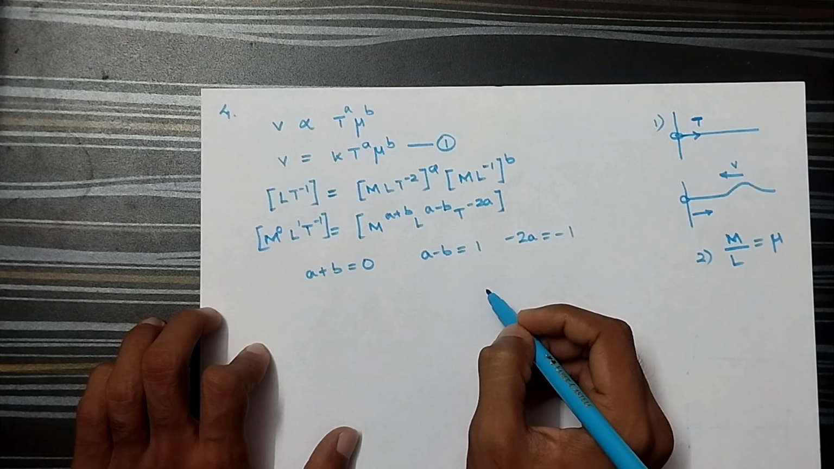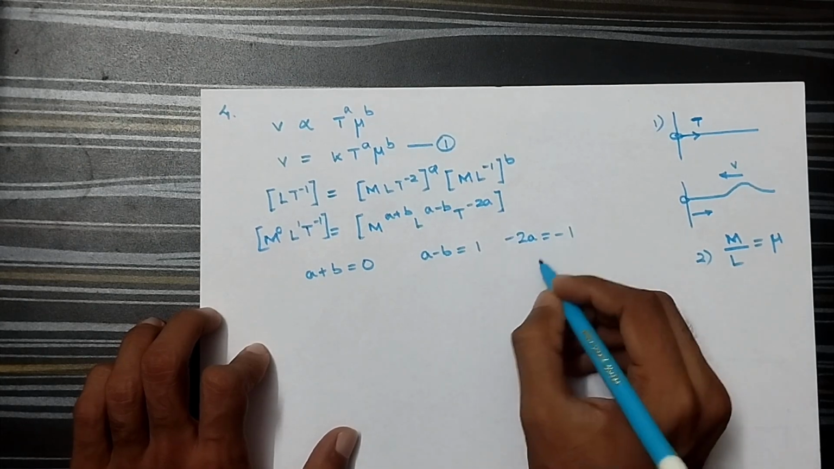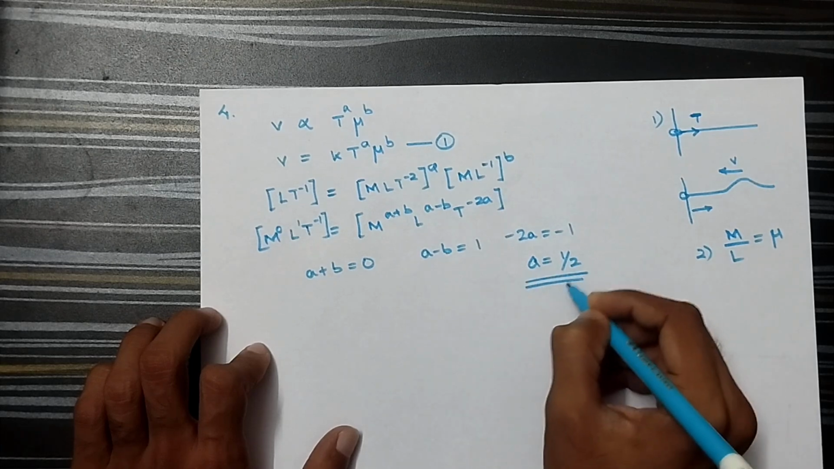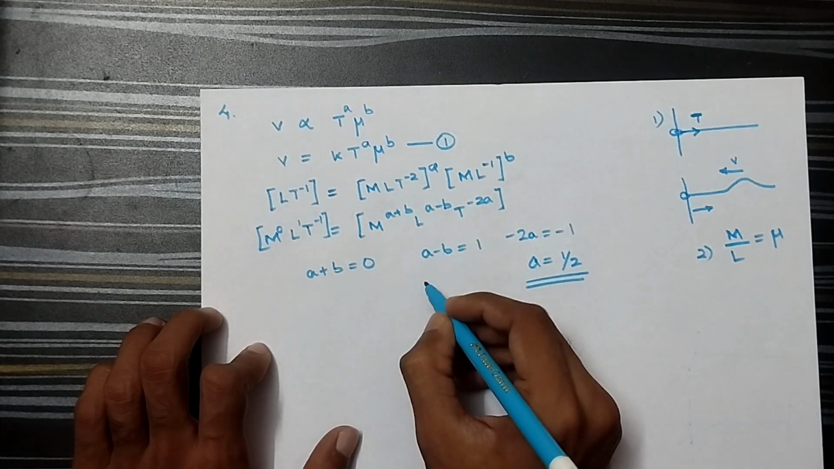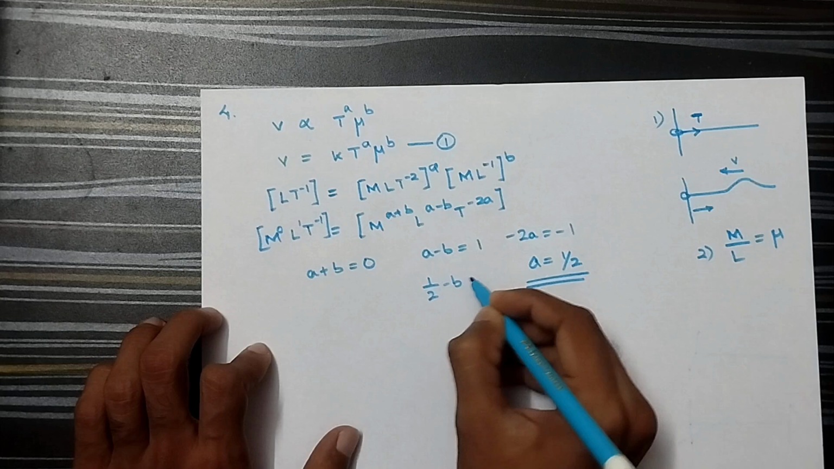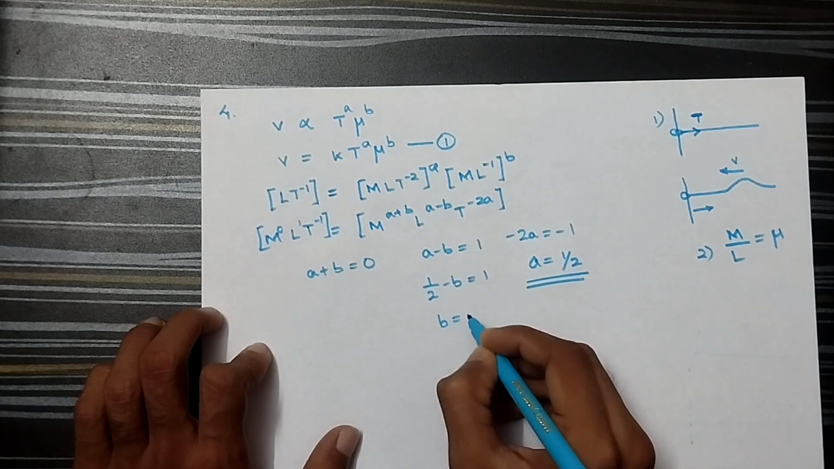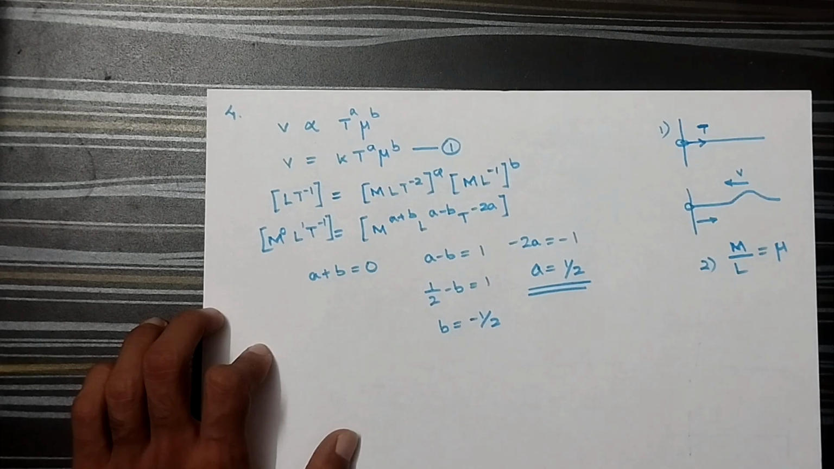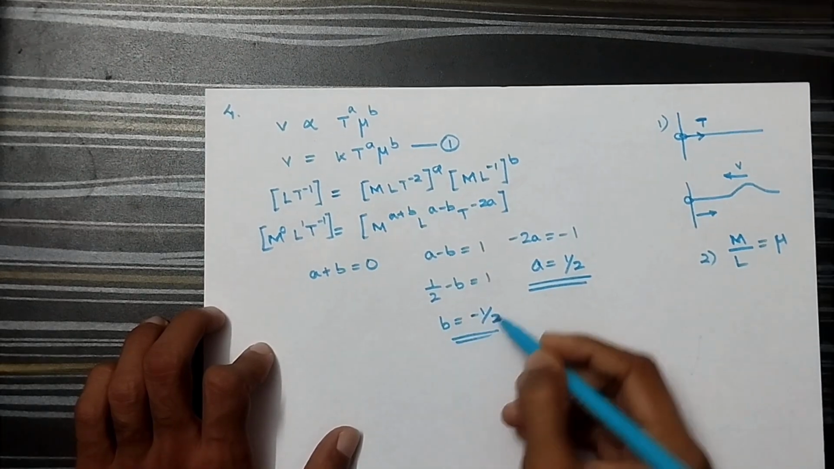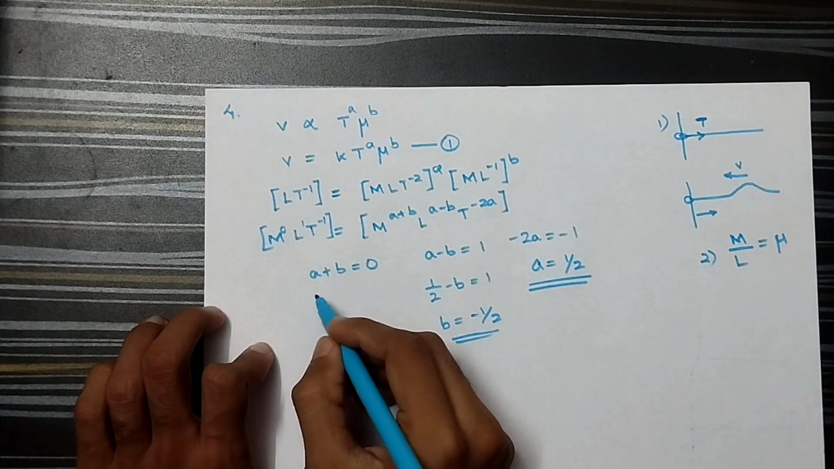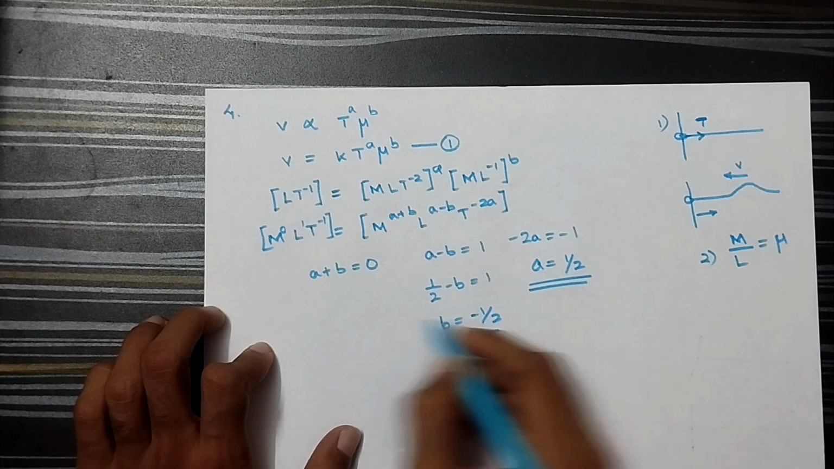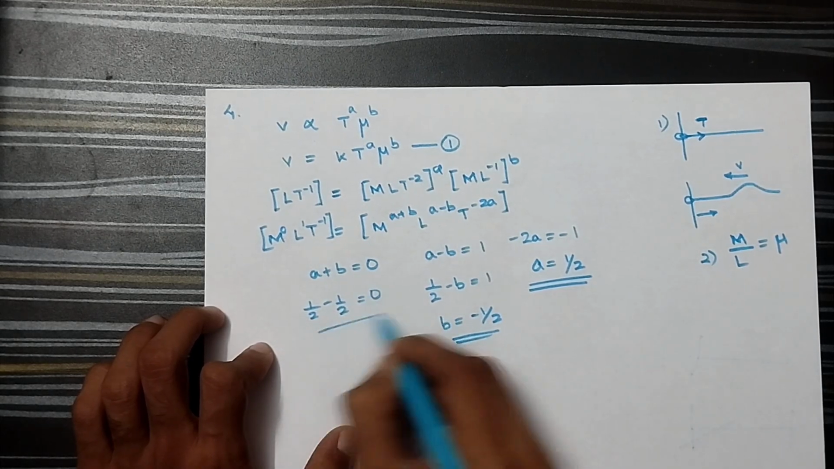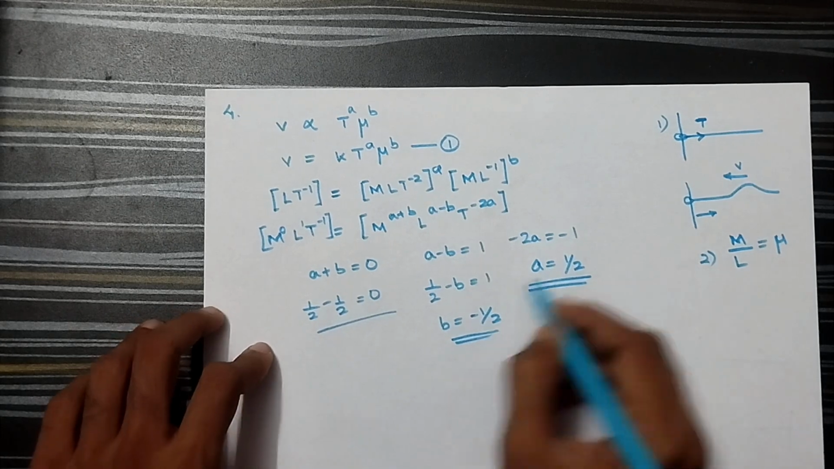So the easiest to solve in these equations would be this last one. So we can solve that A is equal to 1 by 2. Okay, so putting this here, 1 by 2 minus B is equal to 1. So B is equal to negative half, right? And if we want, we can verify it using this. A is half, B is negative half. So half minus half is 0. So we indeed got the right variables.